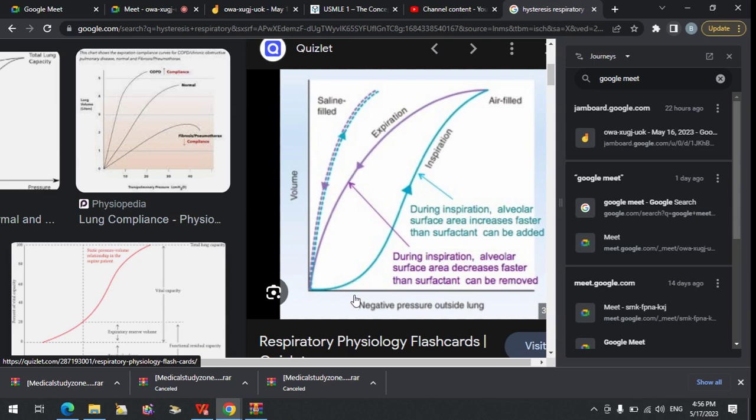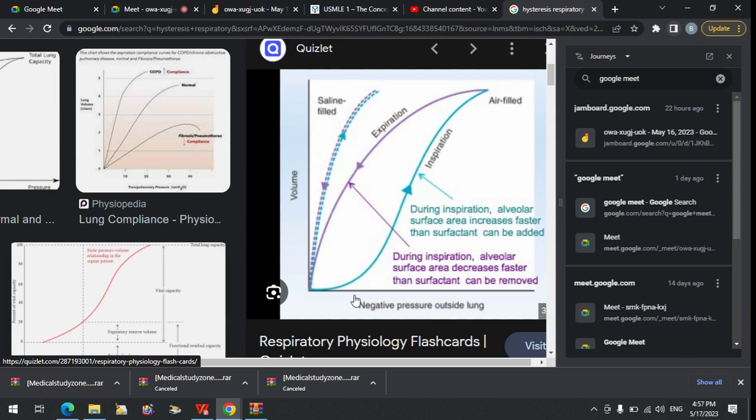So you guys can see this blue arrow that is moving up. As we are moving up and increasing the pressure, the volume is also increasing with it. You're having an increase in the radius, which is now helping you reduce the collapsing pressure.